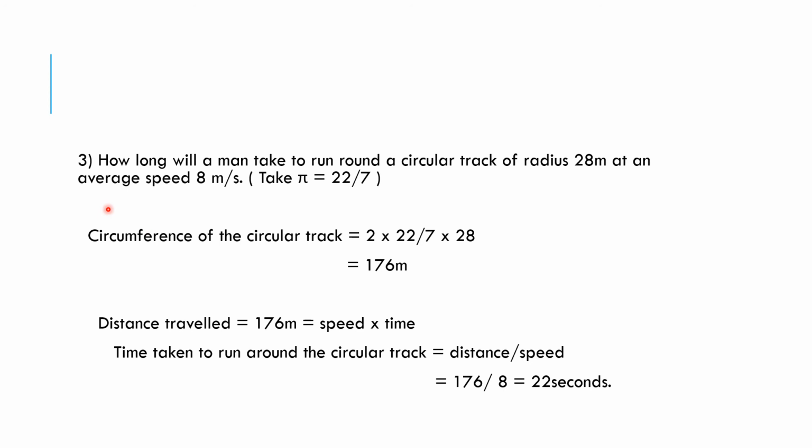Okay, let's have a look at another question. How long will a man take to run around a circular track of radius 28 meters at an average speed of 8 meters per second? Take pi to be 22 over 7.